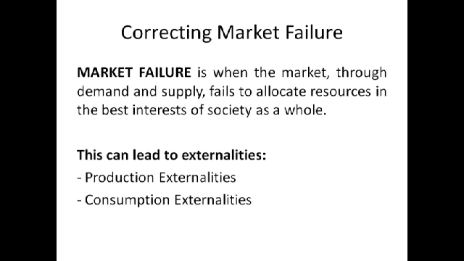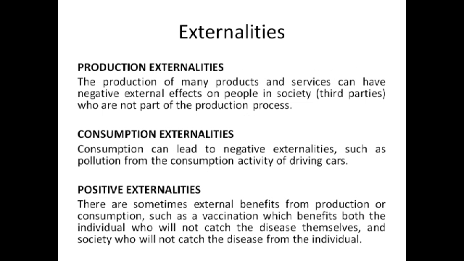Market failure leads to 2 main types of externalities: production externalities and consumption externalities. Production externalities occur when the production of a particular product or service has a negative external effect on people in society, third parties, who are not part of the production process. They could be due to a manufacturer who is carrying out an action to reduce costs, but this action could increase pollution. Consumption externalities are when consumption leads to negative externalities.